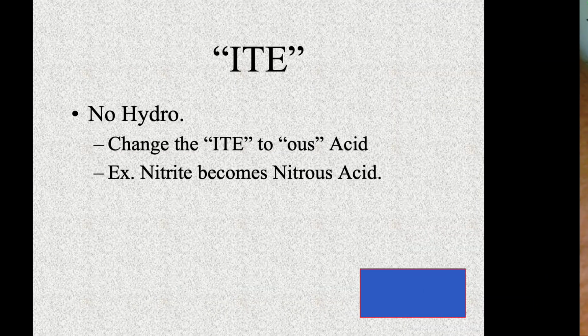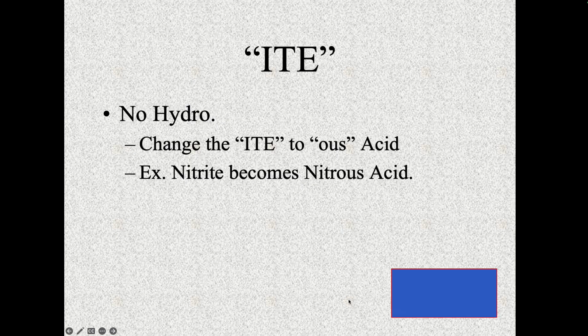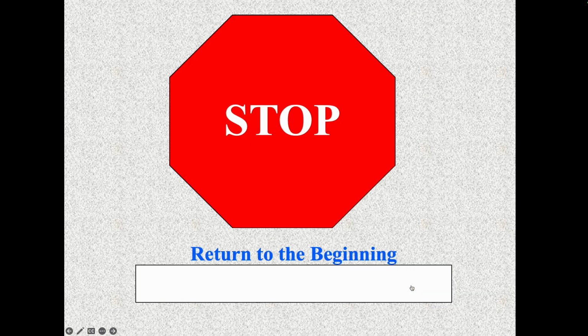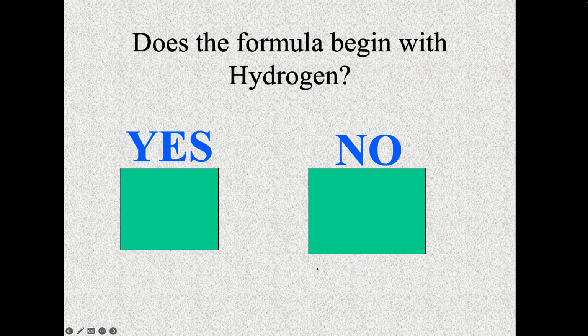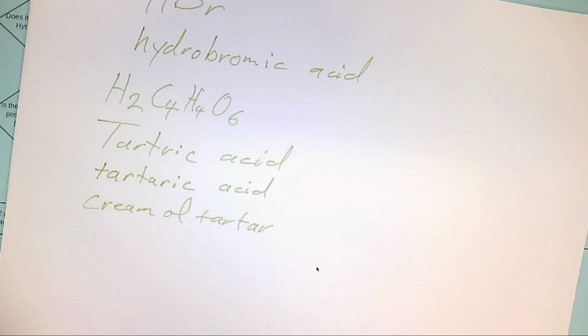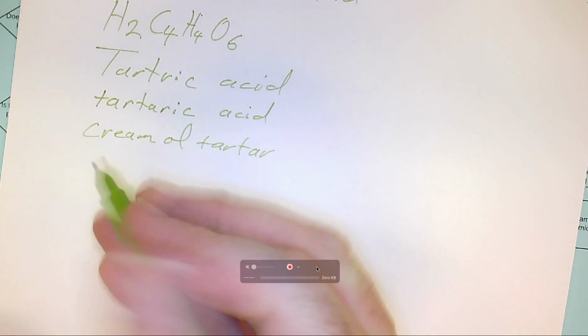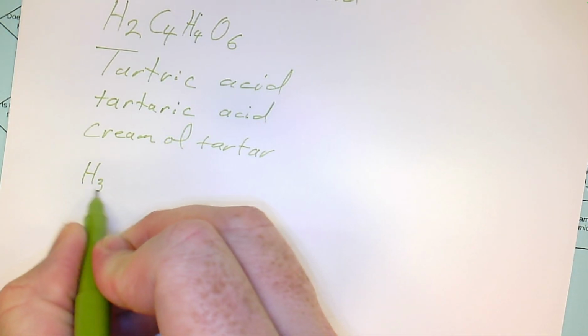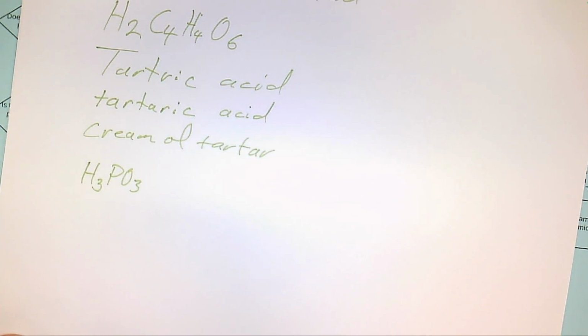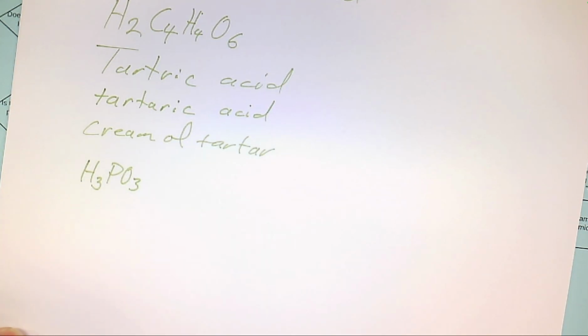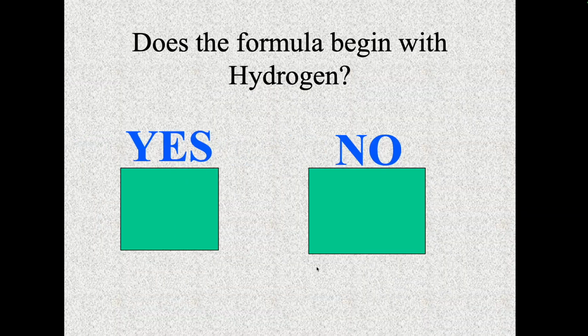Little side note there. So again, we go to the box. We click on it. We go back to the beginning. Let us do one more, shall we? This was one that threw people off on the worksheet today. Let me go back over here. And we'll do H3PO3. Are you with me? Everybody got it written down? H3PO3. All right. Let's go back.